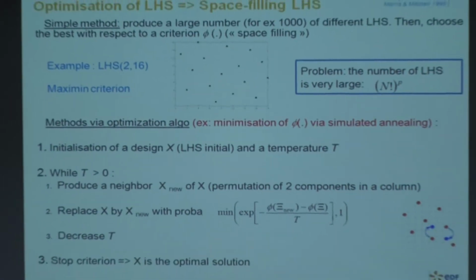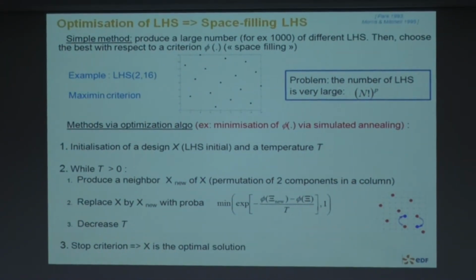I compute the new criterion, and I keep the new solutions with a certain probability. If the new solution is better, I keep it. If the new solution is not better, I will keep it with a certain probability. Okay, so this is the idea of simulated annealing. And this probability will decrease as a function of time.